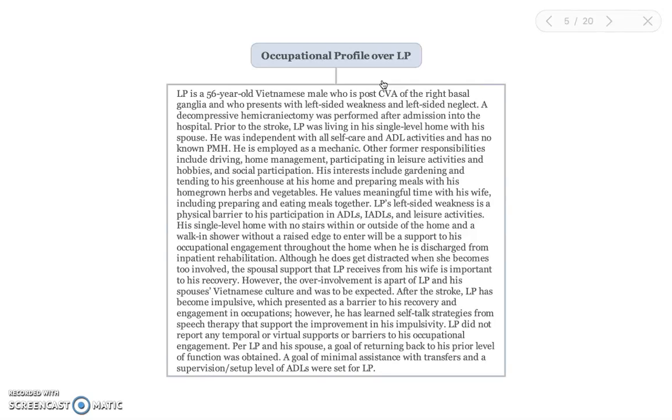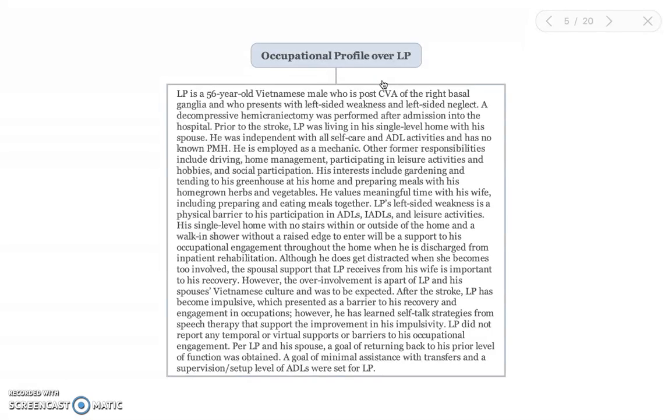He is a 56-year-old Vietnamese male who is post-CVA of the right basal ganglia. He has left-sided weakness and left-sided neglect. He also had a decompressive hemicraniectomy performed after admission into the hospital. Prior to the stroke, he was living in a single-level home with his spouse. He was independent in all self-care and ADL activities, and he has no known past medical history.